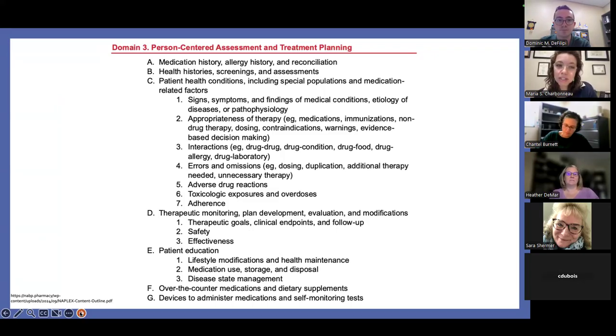When I took the NAPLEX, I remember being surprised by how many questions were really focused on that. I left the room thinking I took the wrong exam. I was really under the impression that it was going to be more drug focused, but I ended up with a lot of questions on pathophys and etiology. So we certainly want to make sure that our students are prepared to discuss that.